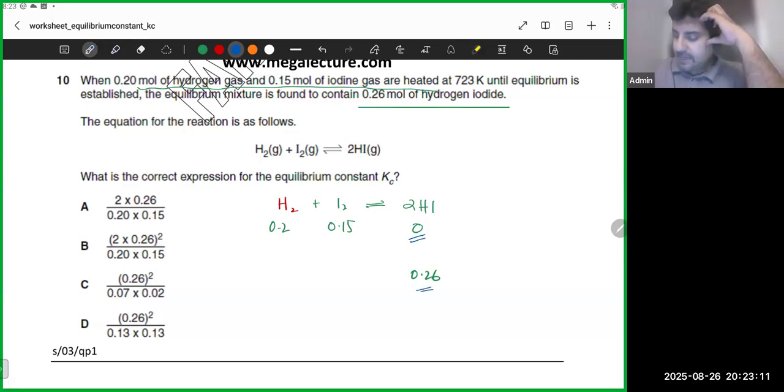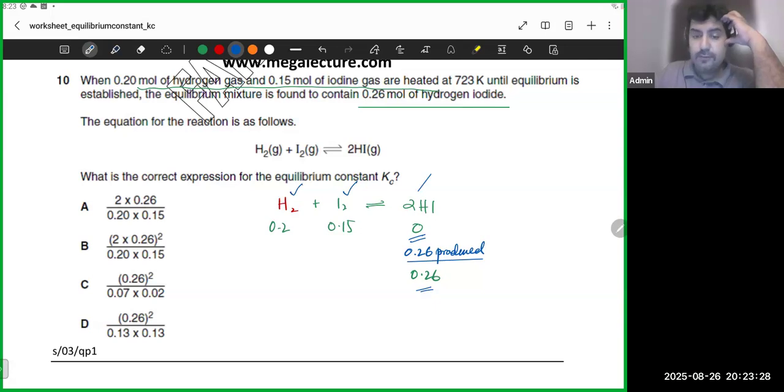So how much got produced? You got 0.26 produced during the reaction while equilibrium was being set up. And so what is the ratio? If 2 get produced, one of I2 would react and one of H2 would react. So it's 2:1. If 0.26 are getting produced, half of that would react on the other side. So 0.13 and 0.13 on this side would react.